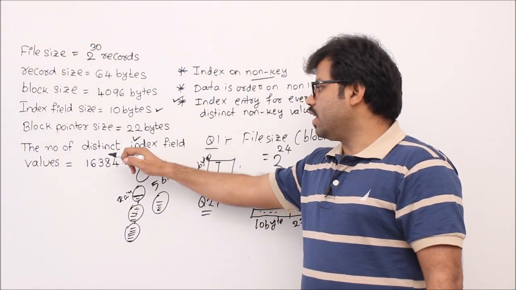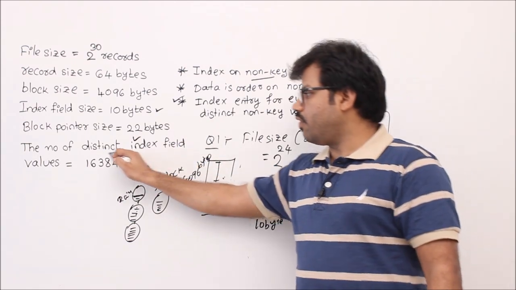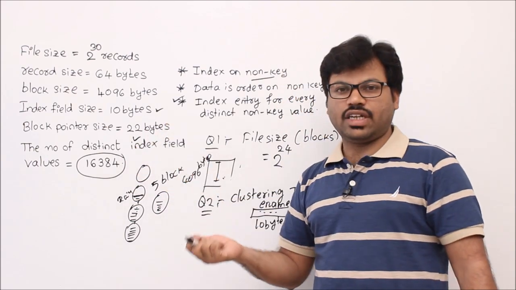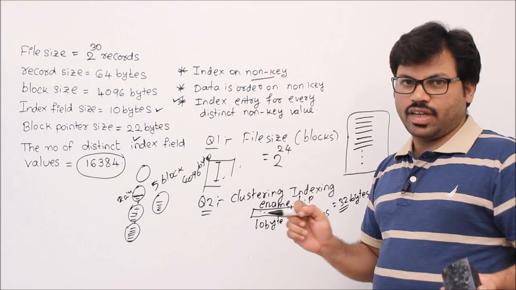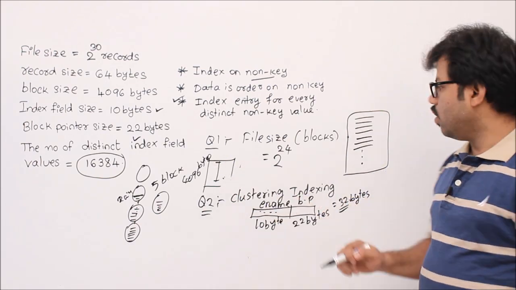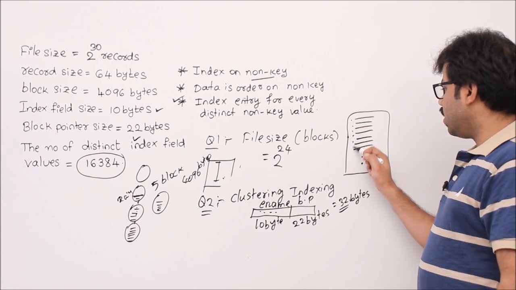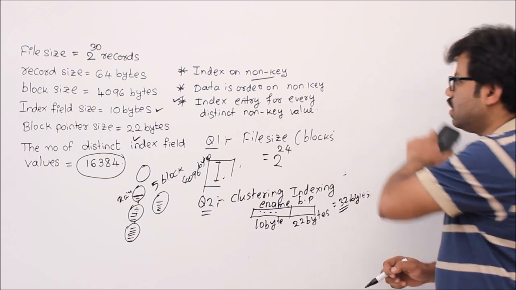The number of distinct index field values in an index field, the number of distinct values, is 16,384. That means, for example, maybe the field is employee name, and the number of distinct employee names is only 16,384. Only that many times do we create entries, correct? So finally I realized that. So this is the formula.